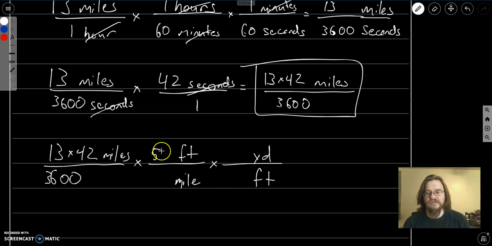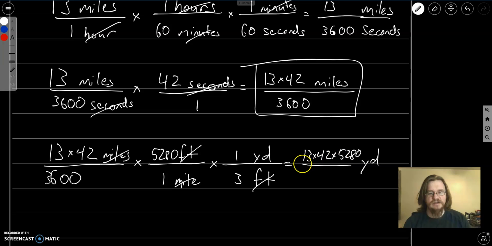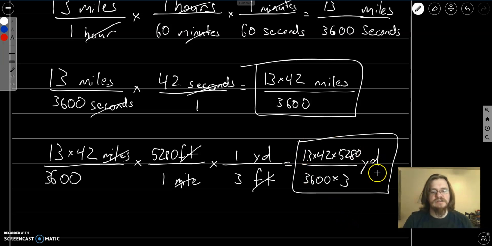So there are 5,280 feet in 1 mile, but there are 3 feet in 1 yard. So miles cancel, feet cancel, and I'm left with yards. So what is this fraction? On top, I've got 13 times 42 times 5,280 times 1, but anything times 1 is itself. On the bottom, I've got 3,600 times 1 times 3. So this is what I'll type into the calculator.